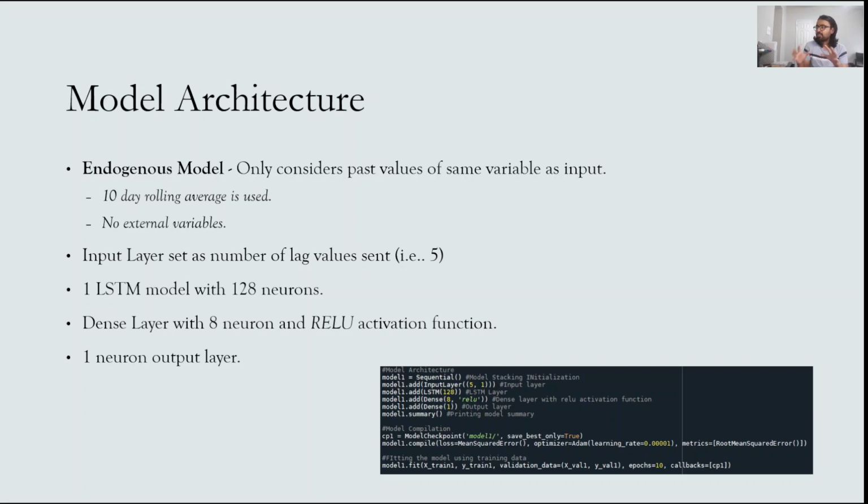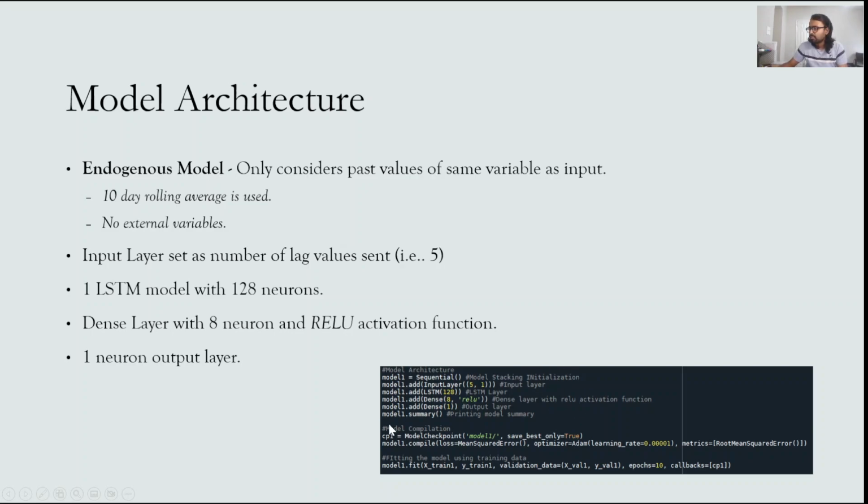And about the actual model architecture, I have the input layer of 5 nodes, 5 neurons. The second thing I have is a 128-neuron LSTM layer, and after that I have one more dense layer with 8 neurons, which has a ReLU activation function, and of course the output layer, which is giving me a single value as a predicted value. So this is the model architecture. I've shown a short snippet here.